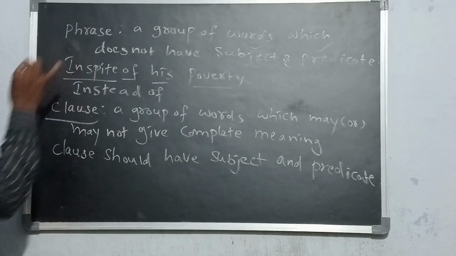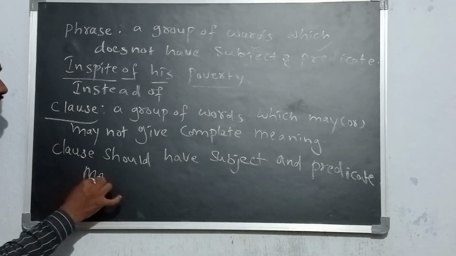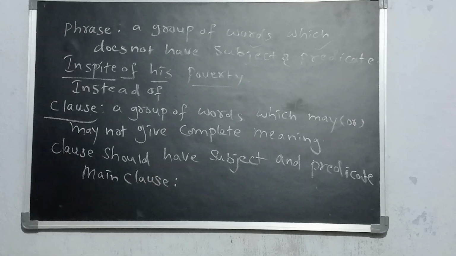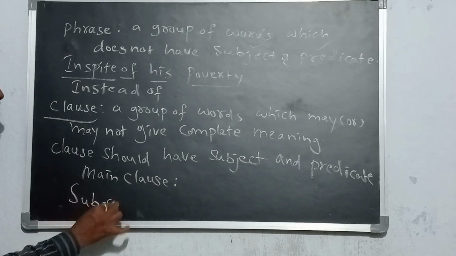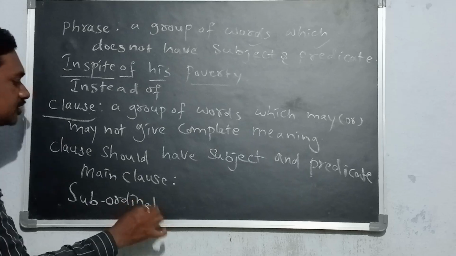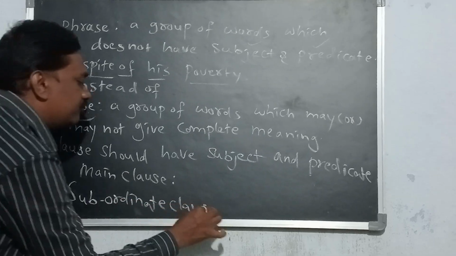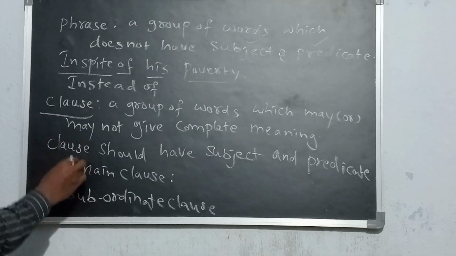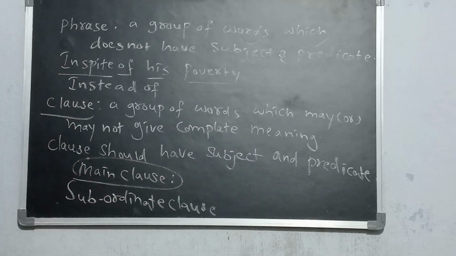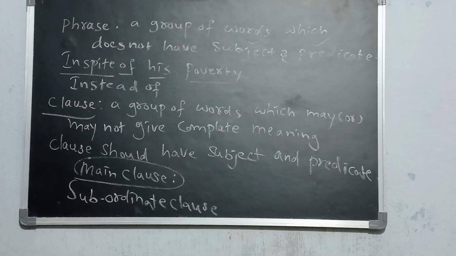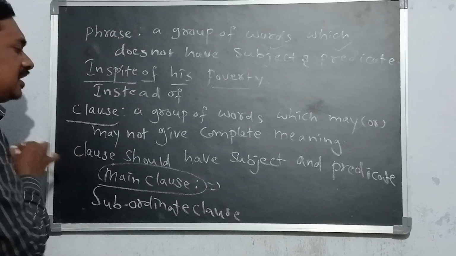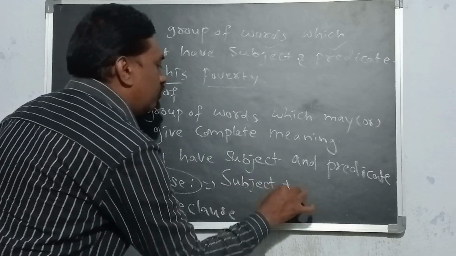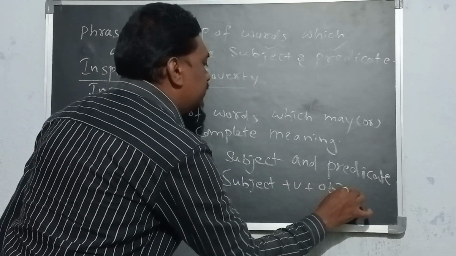If the clause gives complete meaning, that is main clause. If the clause does not give complete meaning, that is subordinate clause. Okay. So a clause sometimes gives complete meaning, sometimes it does not. If the clause gives complete meaning, that is main clause. Okay, generally the structure of the main clause is subject, verb and object.